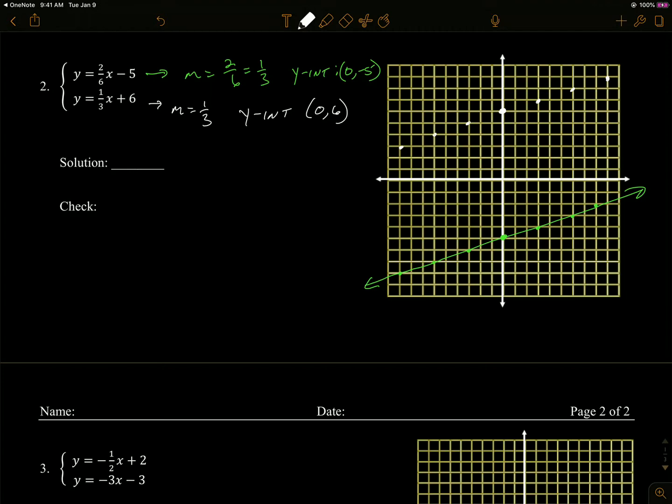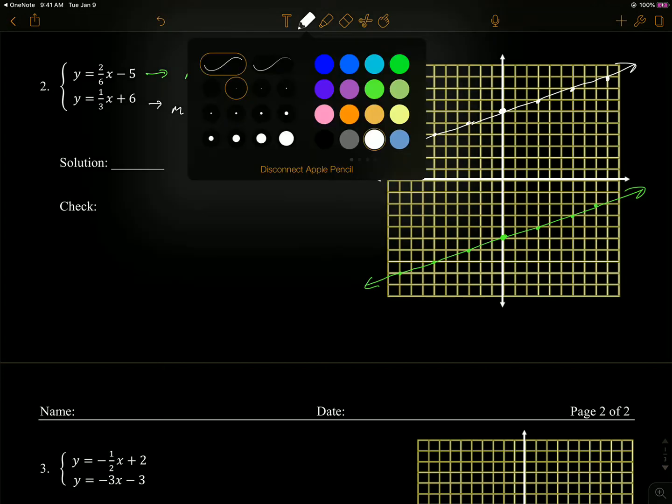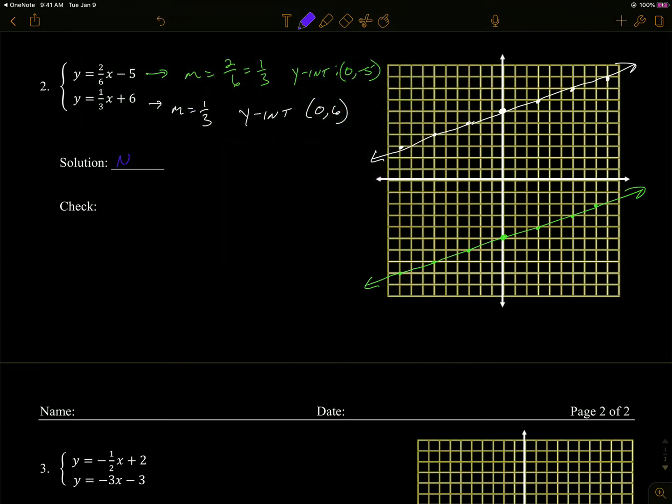Okay, so then we have this second line here. And this has no solutions. Write my answer in purple. No, that's not pink.